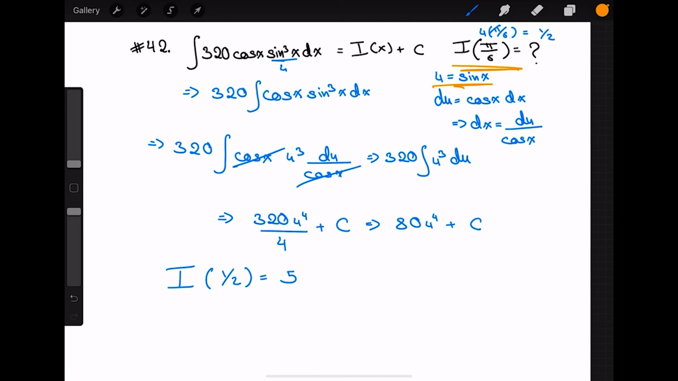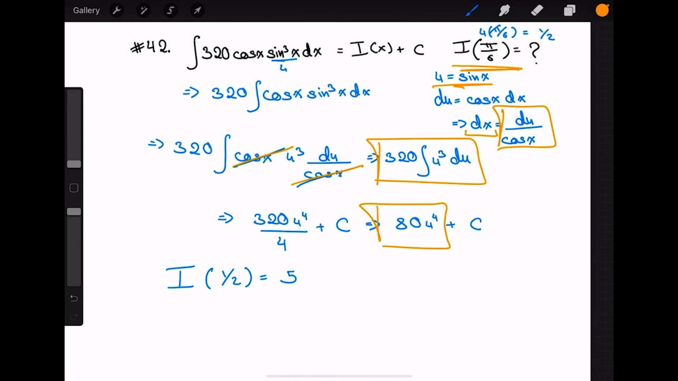And continuing on, isolate the dx, you'll get du over cosine x. Substitute these into the formula. You'll be left with cosine x times u cubed times du over cosine x. Cancel the cosine x. And 320 integration of u cubed du. Integrate as normal, you will be left with 80 times u to the power of 4 plus c.